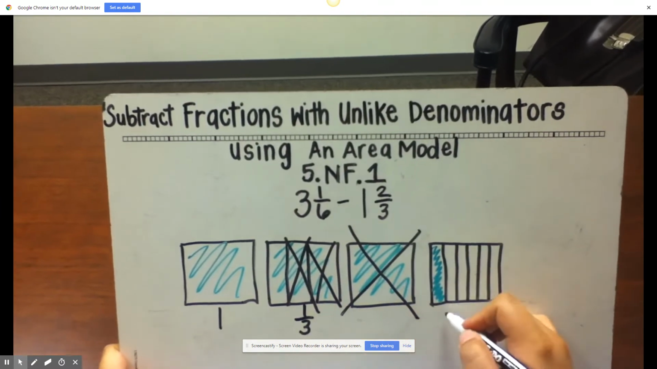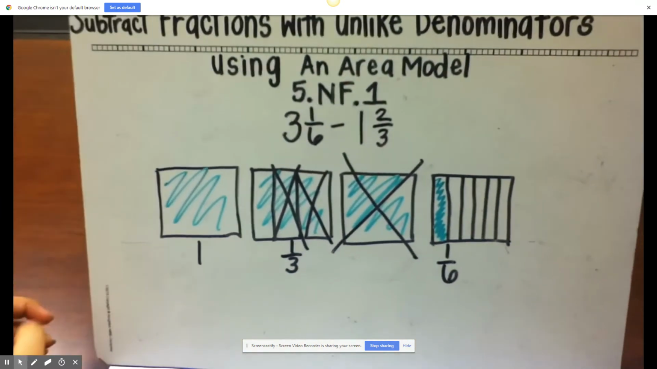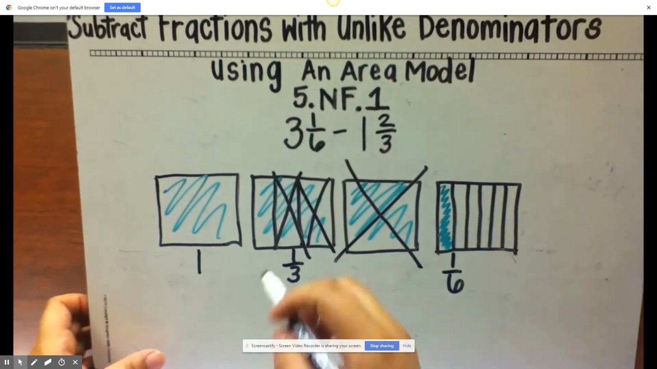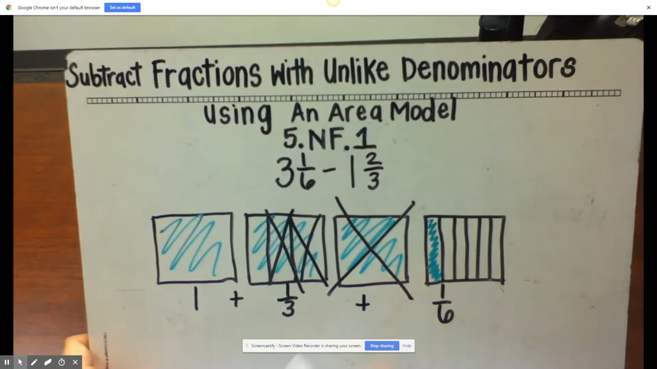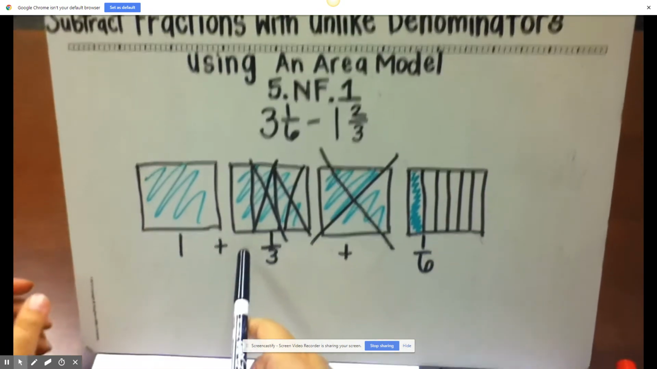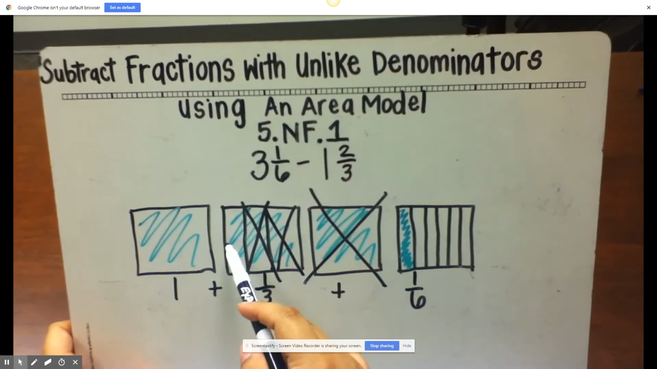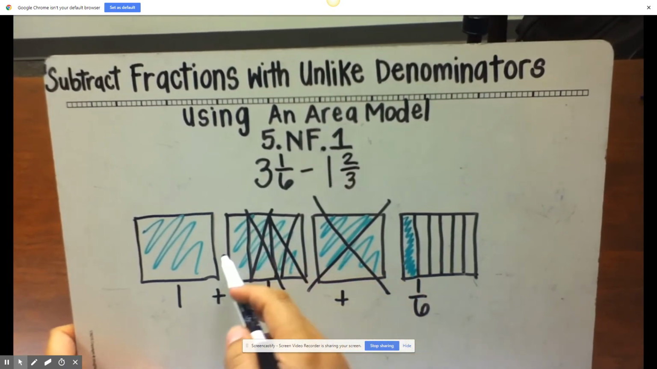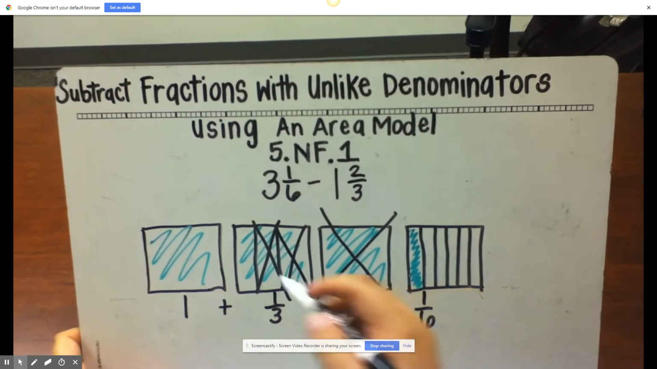1/3, and 1/6. So in order to determine the total amount that's left, I'm going to need to add up this 1 plus 1/3 plus 1/6. And I noticed that if I look at the rectangle that's representing 1/3, I could subdivide the thirds in half, break them in half, and this rectangle would be modeling 6ths, just like this one was.